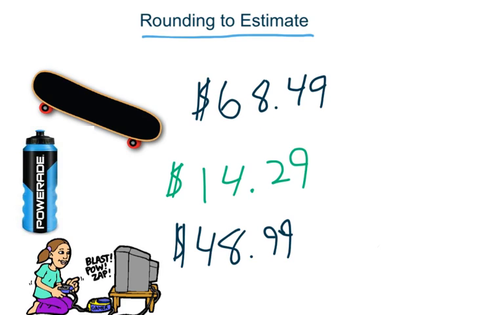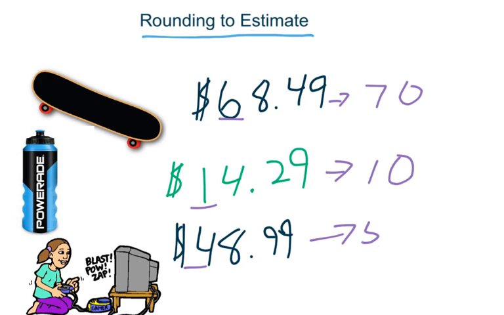So looking here, if I underline the 6, the 1, the 4, and round them to the tens place, that 8 rounds the 6 up to $70. The 4 keeps it a 1, so that would be $10. And the 8 rounds the 4 up to a 5, so it's $50. And now these are real easy to add. So 70 plus 10 is 80, plus 50 is $130. And this represents my estimate.